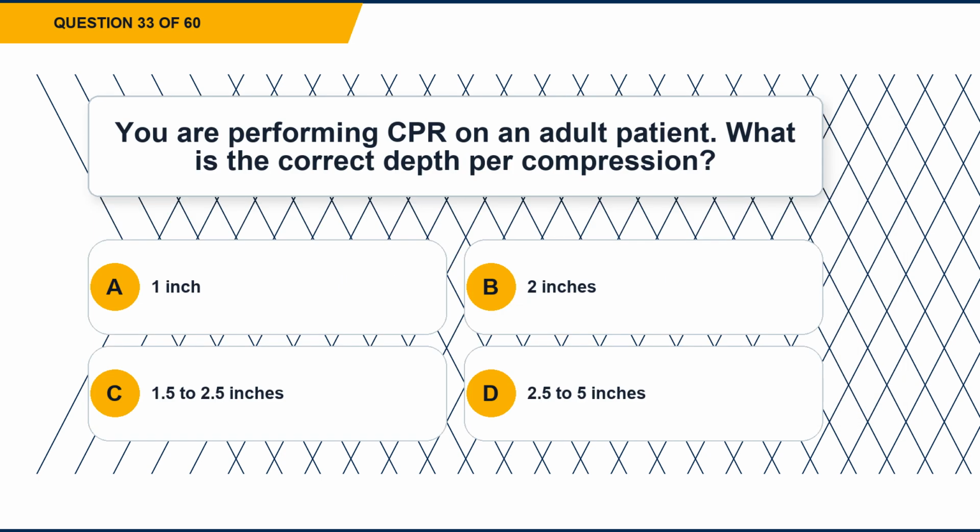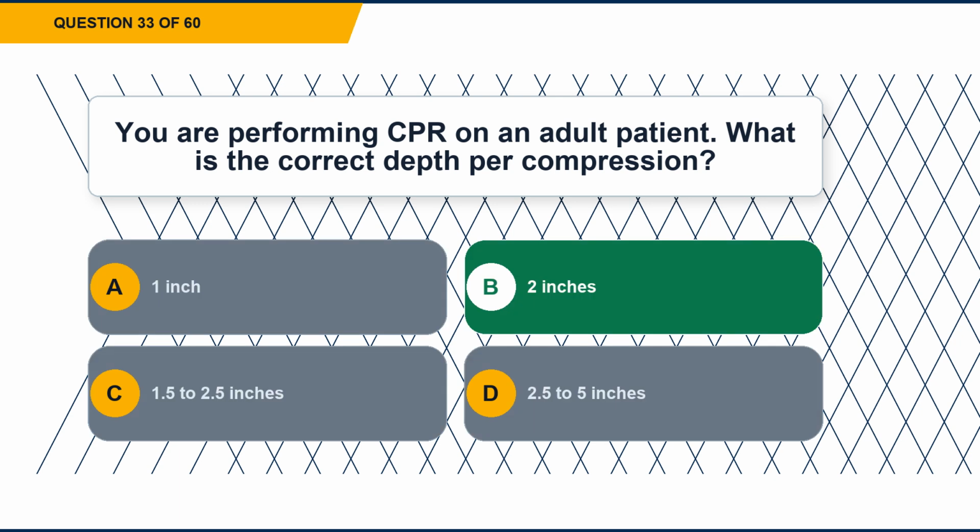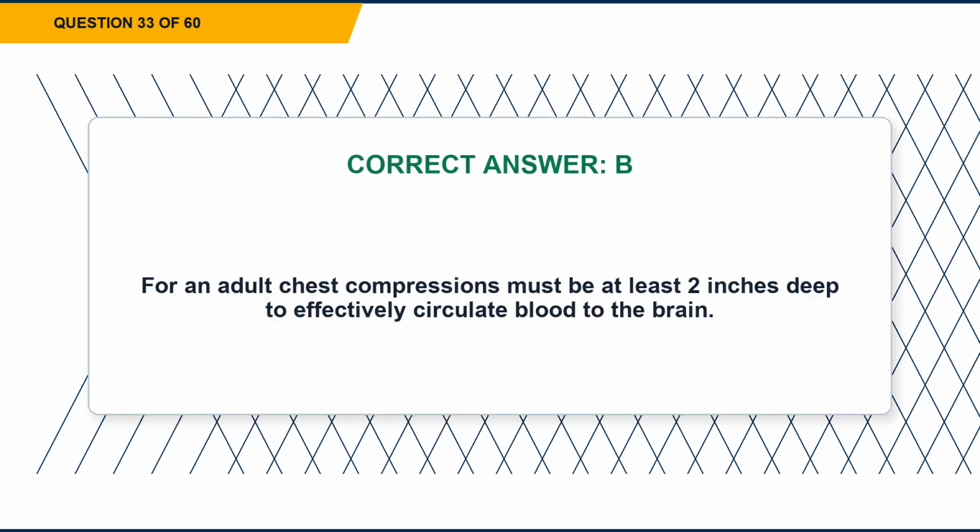Question 33. You are performing CPR on an adult patient. What is the correct depth per compression? Option A, 1 inch. Option B, 2 inches. Option C, 1.5 to 2.5 inches. Option D, 2.5 to 5 inches. The correct answer is option B, 2 inches. Explanation: for an adult, chest compressions must be at least 2 inches deep to effectively circulate blood to the brain.